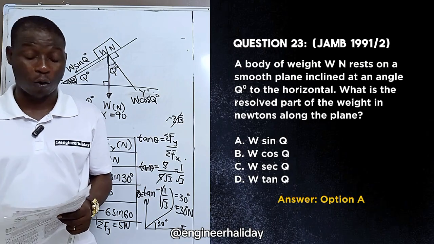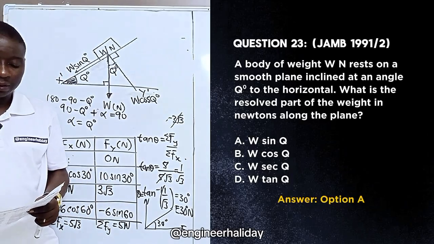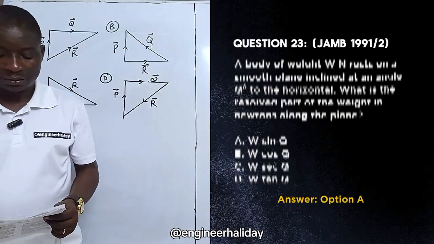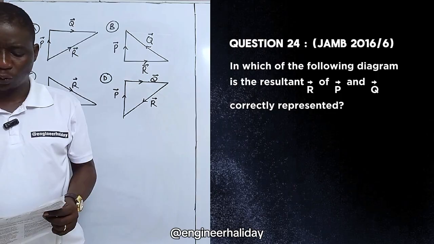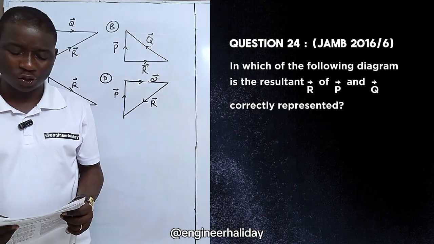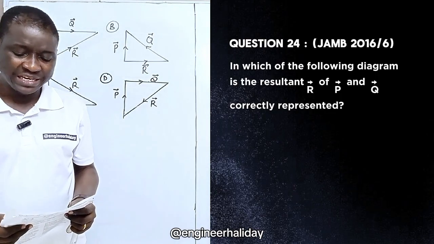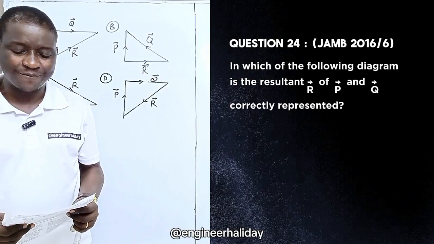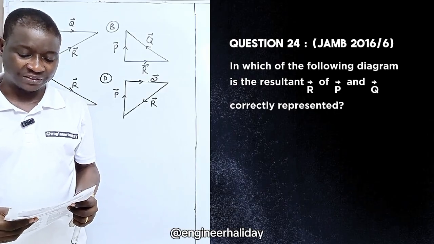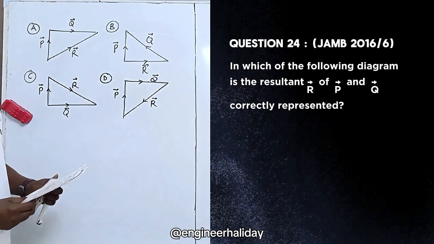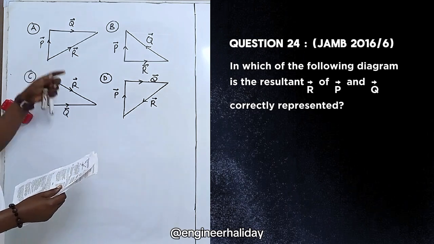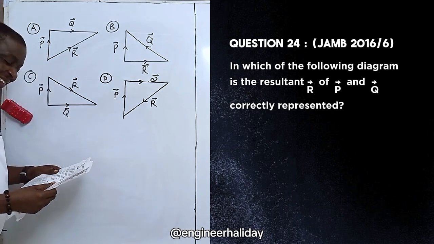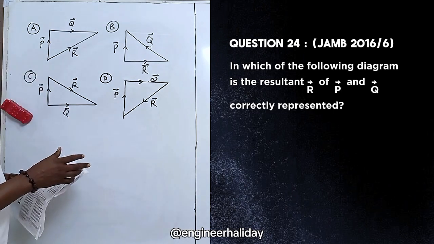Now let's go to number 24. Which of the following diagrams is the resultant R of vector P and vector Q correctly represented? Now, these are the options. This is the 2016 number 6 question of CHAPT.